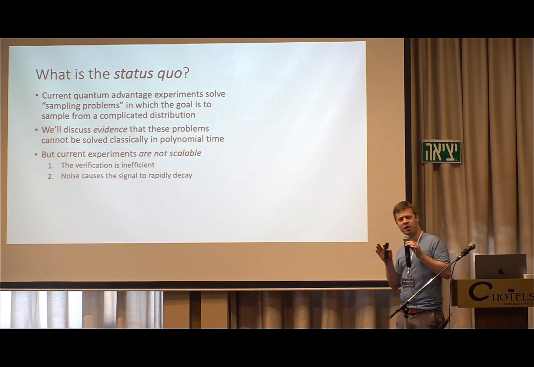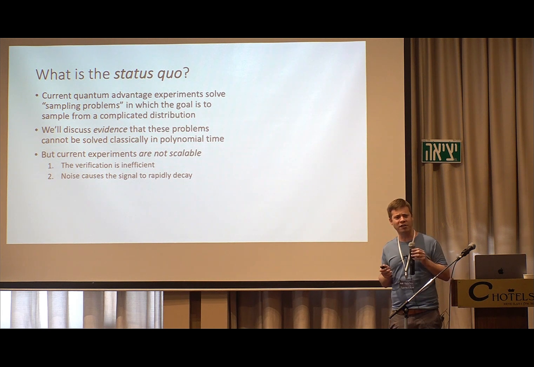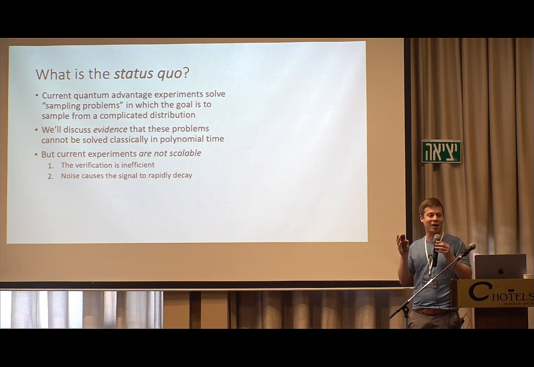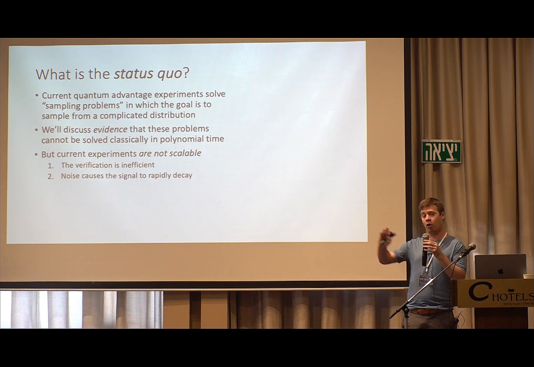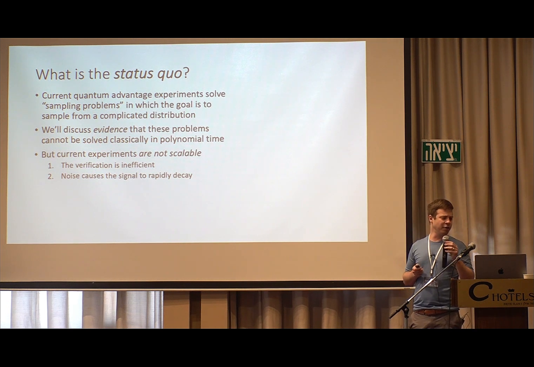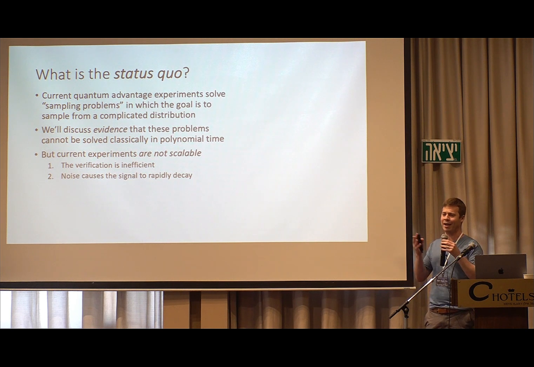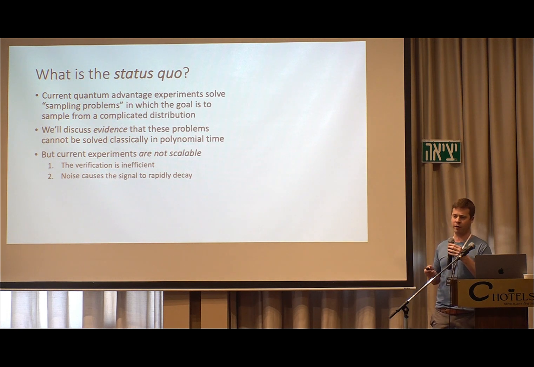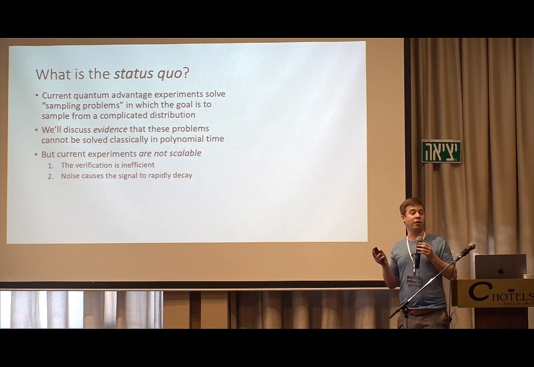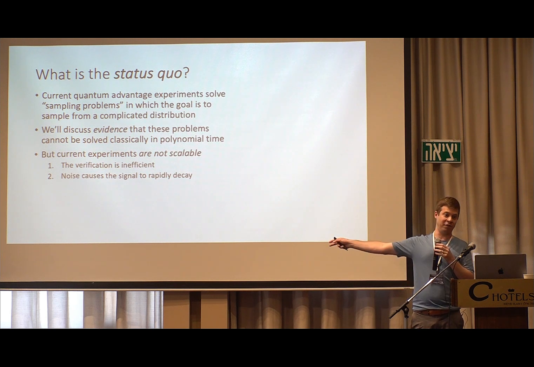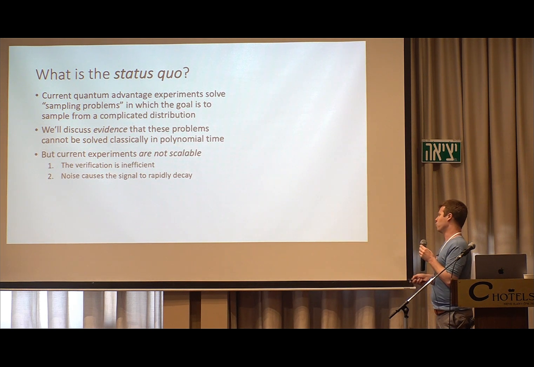I want to point out that the hardness arguments, the theory, is still quite separated from the experiments. And one of the major points here is that current experiments just are not scalable, whereas complexity theory is always talking about asymptotics, about scaling. So I would say there's two major reasons for this. One is that the verification of these procedures, the way that we're checking that the experiments are solving these sampling problems, is fundamentally inefficient. They don't scale very well. And two, of course, is uncorrected noise, which causes the signal, let's say the fidelity, to rapidly decay as the system size and depth increase. Okay? We'll talk about noise more later.